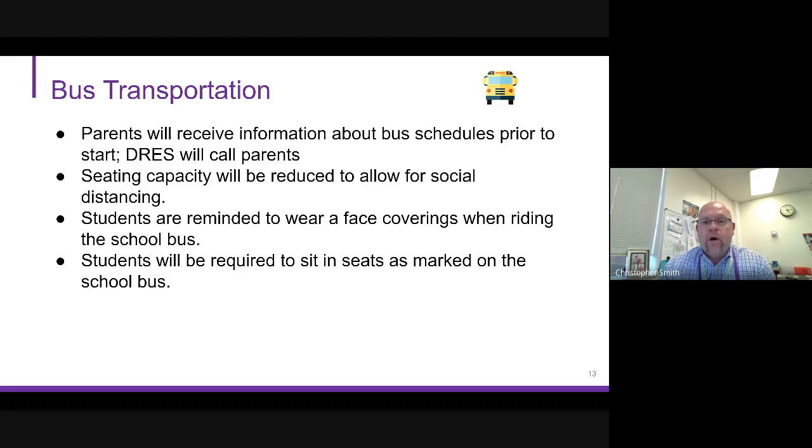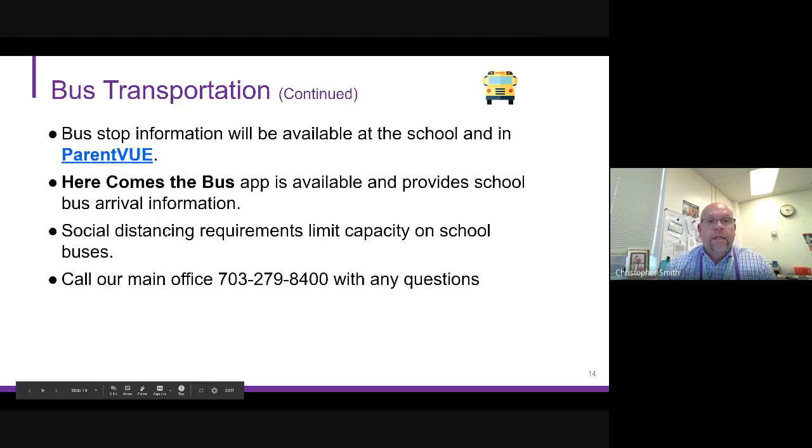So you can expect prior to the first day that you get a phone call from our main office about that. Again, seating capacity is reduced. They need to wear their face masks on the bus. And some of the buses, I think all the buses, have seats marked on where they can sit. And then there is cleaning going on. Once the Daniels Run kids are here, then they clean the bus for any future pickups. So again, look at that parent view. There's also an app. Bottom line, call us.